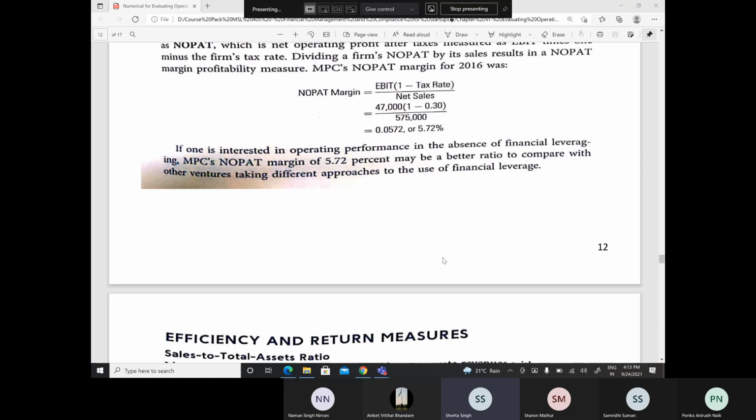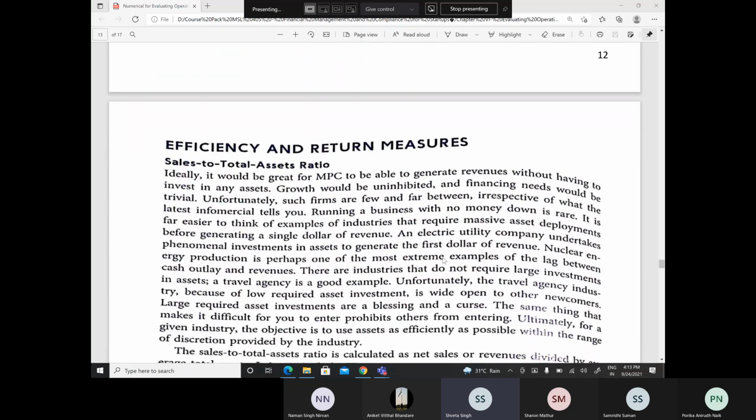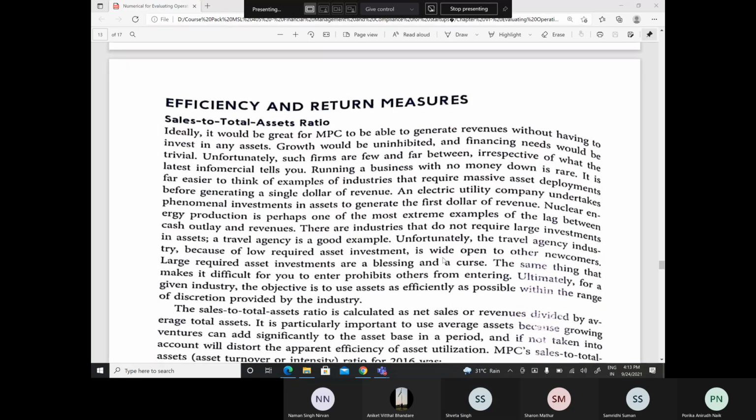Okay, so this is just to look at what would be the NOPAT margin in the absence of how the company has financed its operations. Any doubts, any questions so far? Let me just have a sip of water while you think about it.